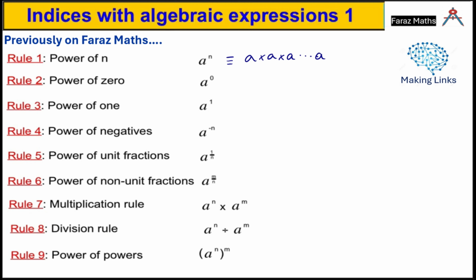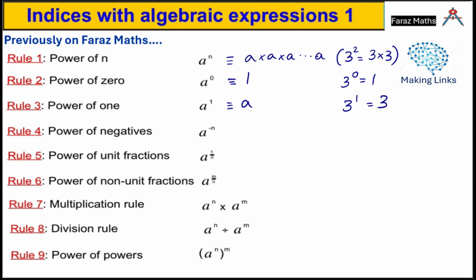Or if I take any number, suppose 3, and let's take power 2 on it. So 3 power 2 means 3 times 3. Any number to the power of 0 will be equal to 1, or you can say 3 power 0, or any number to the power of 0 equals 1. A power 1 means A. In the similar way, 3 to the power of 1 is 3.